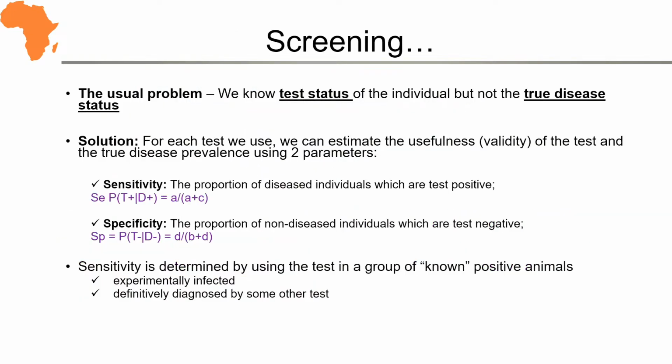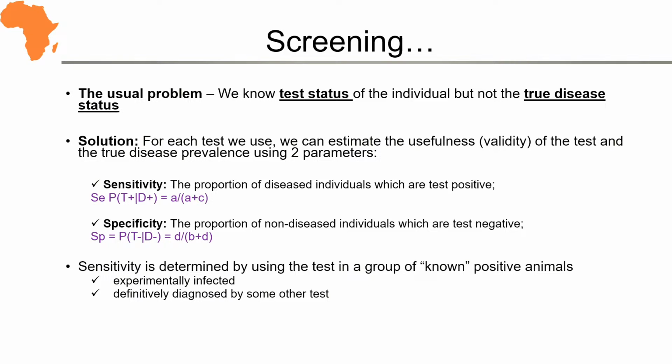So, the usual problem is we know the status because of the test, right? We know the test result, right? But we don't know the actual true disease status. And that is because what we see is the result of the test. Now, solution is for each test, we can estimate some usefulness, the validity of the test and the true disease prevalence using 2 parameters. Number 1 is sensitivity.